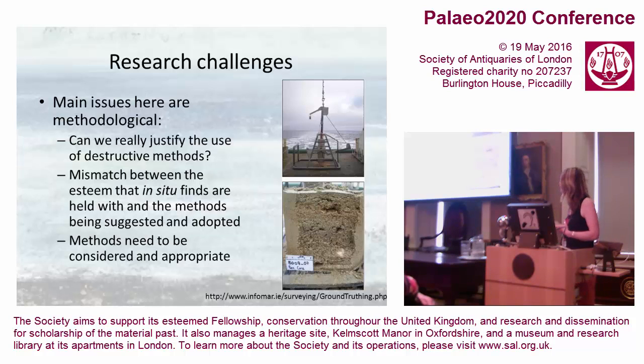So could we work towards things, for example, like this is an image of a box corer. Whilst you do get the kind of mobile sediments at the top, it also goes down further. So you're looking at the kind of top 40 centimetres, depending on the deposit, of outcropping deposits, but it maintains the vertical integrity. So when we as archaeologists and curators, so Historic England, are thinking about methods we should be using and are suggesting methods to be used, they need to be considered and they need to be appropriate to the work that we're trying to do.